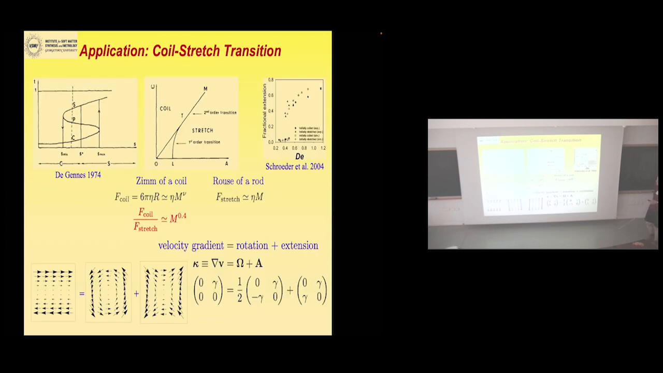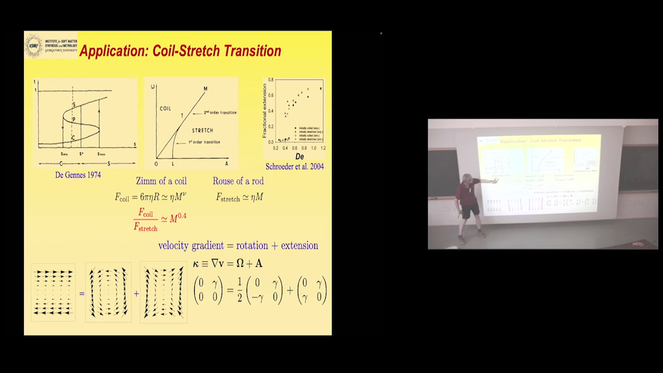Now one nice application of this, which I'll just say a little bit about, is a coil stretch transition in polymers. So if I take a very, very high molecular weight polymer, this one's going to be entangled now. Oh, not so bad. So in solution, it's basically described by the Zimm model. Okay, so the drag on it is just on the outside of the polymer.